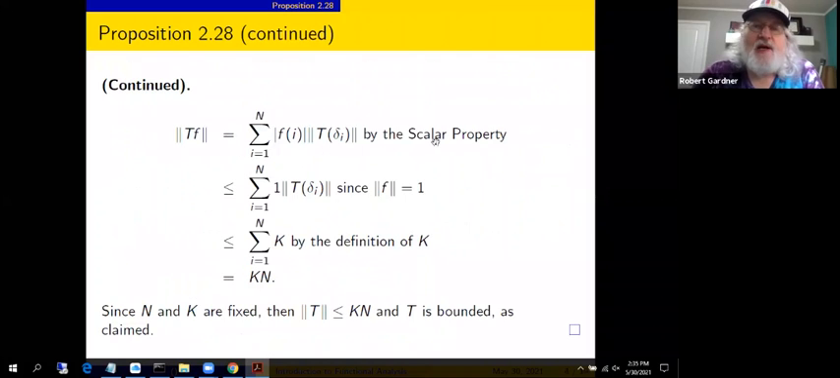Repeating that previous line. F was a vector with sup norm 1, max norm if you like, because we're in finite dimensions. So how big are the components F of I? At most 1. Since the sup norm of F equals 1, each of the components is less than or equal to 1.